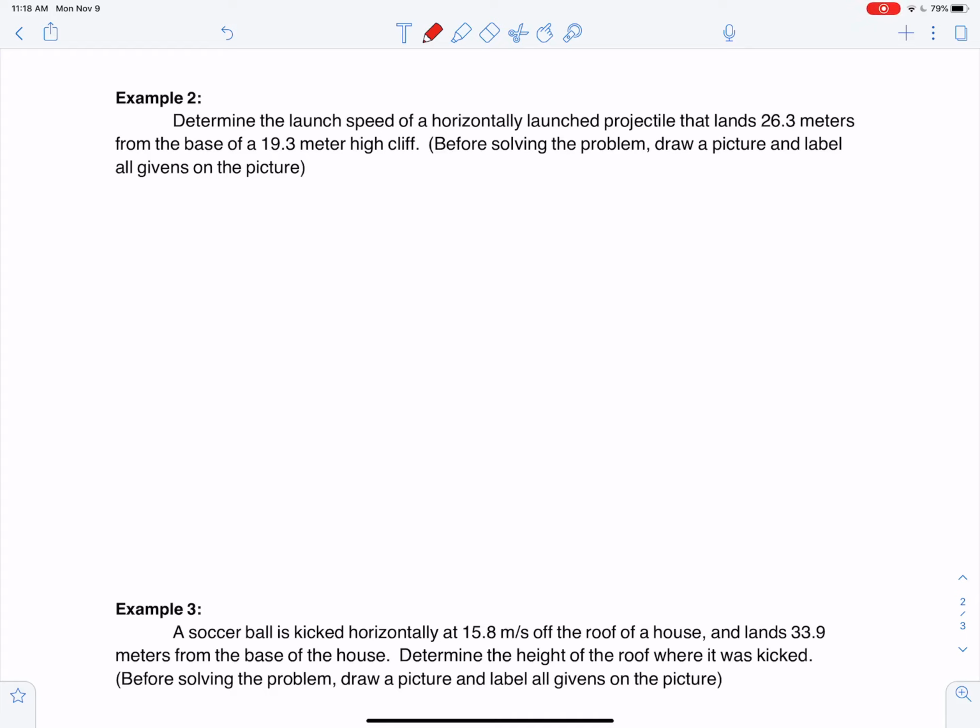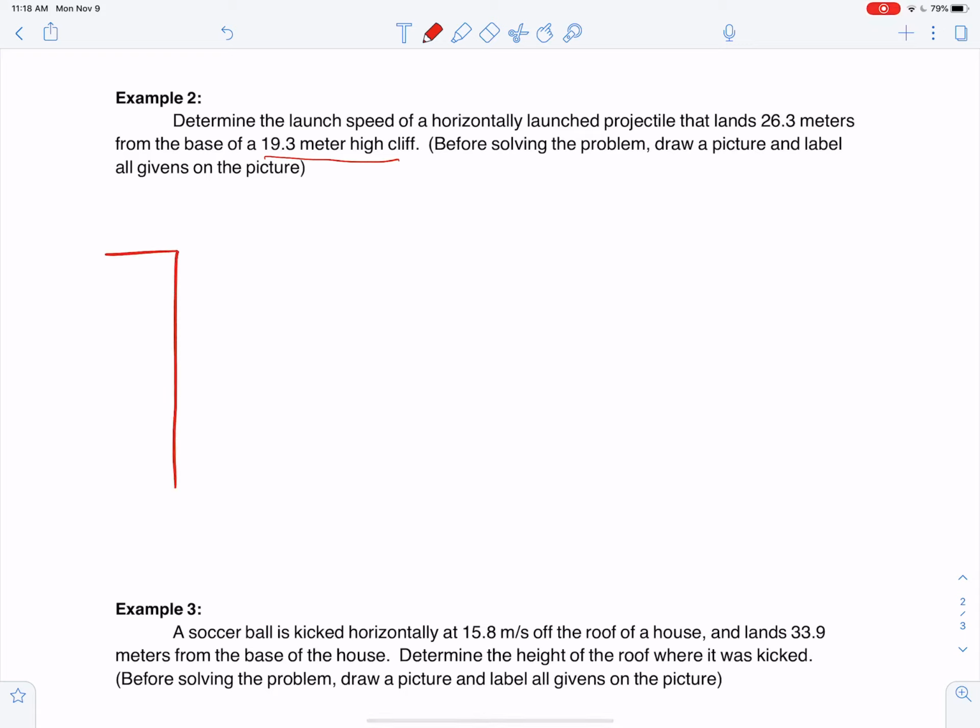Let's try another example of a horizontally launched projectile. Here we go. Determine the launch speed of a horizontally launched projectile that lands 26.3 meters from the base of a 19.3 meter high cliff. Before solving the problem, draw a picture and label all givens on the picture.